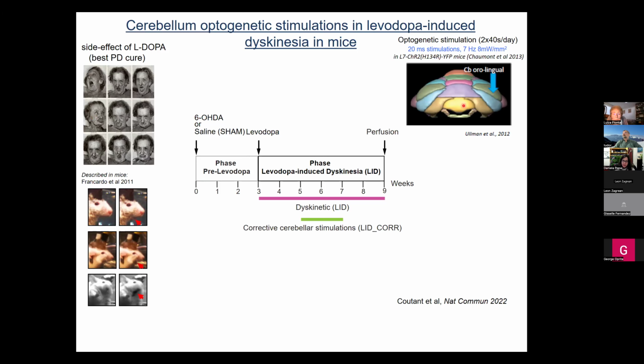And we did this after we had the dyskinetic movements, and this will be in green. We call this the corrective cerebellar stimulations. And we also added a new group where we tried to give the stimulations on the cerebellum at the same time as the beginning of the levodopa, with the idea that we can prevent this, and we call this the preventive cerebellar stimulations.